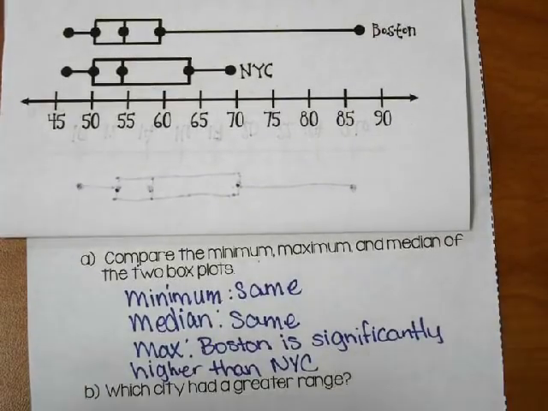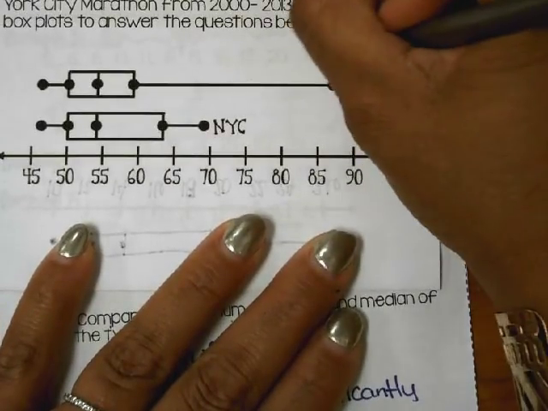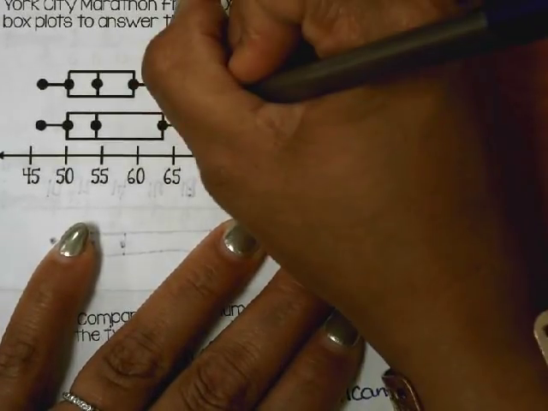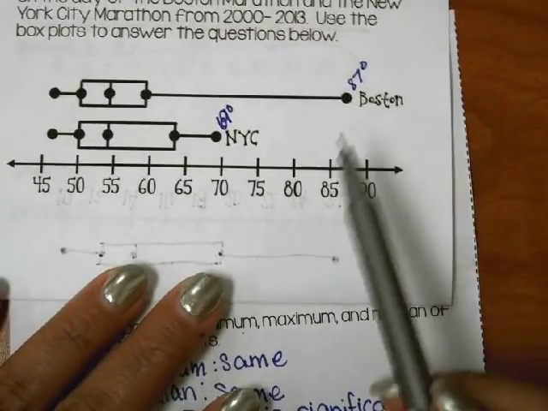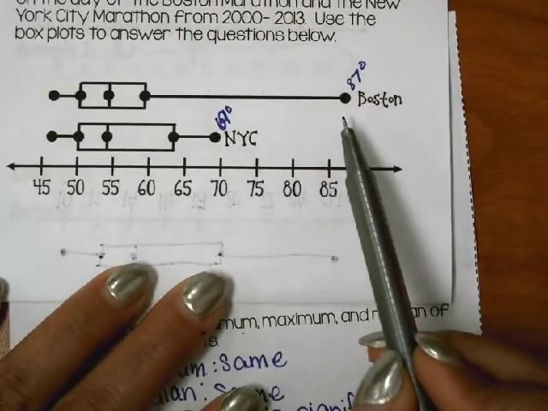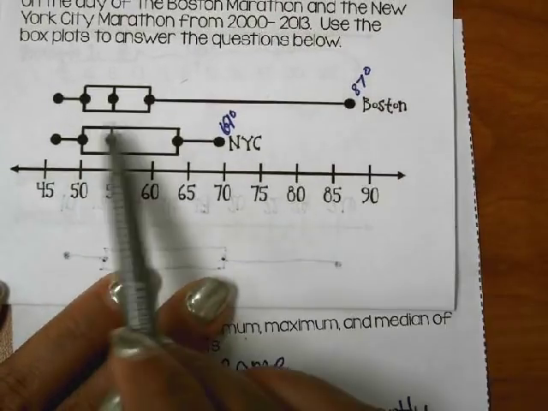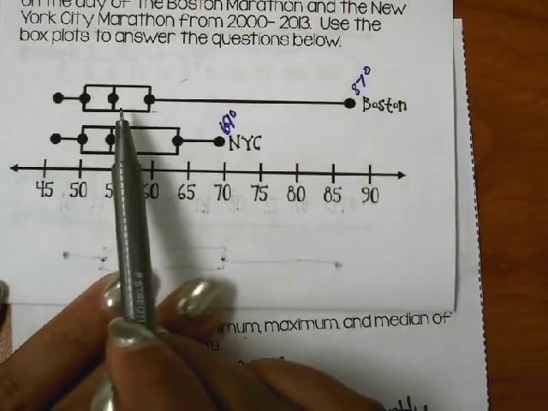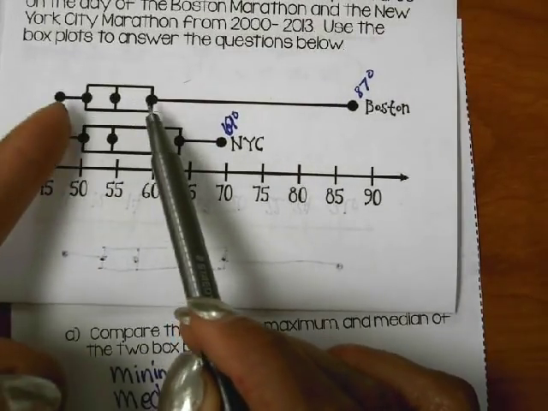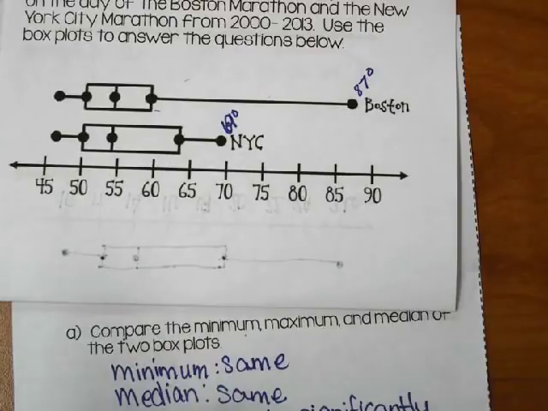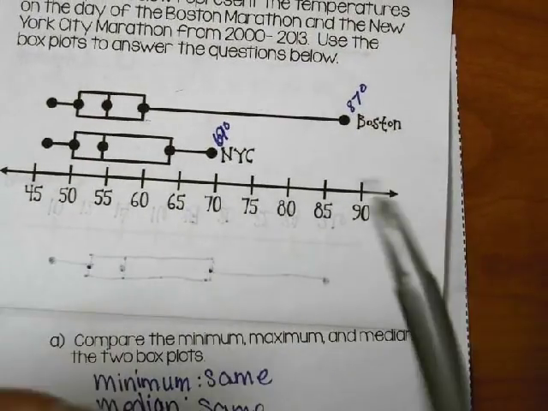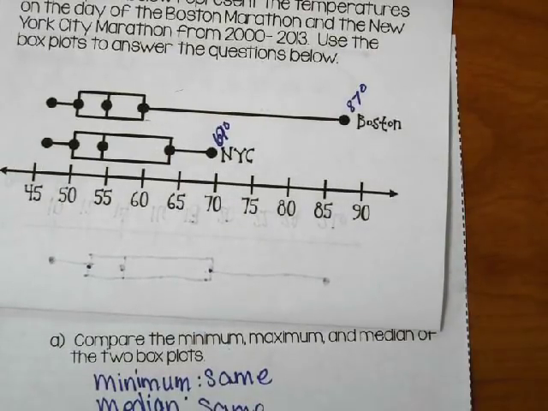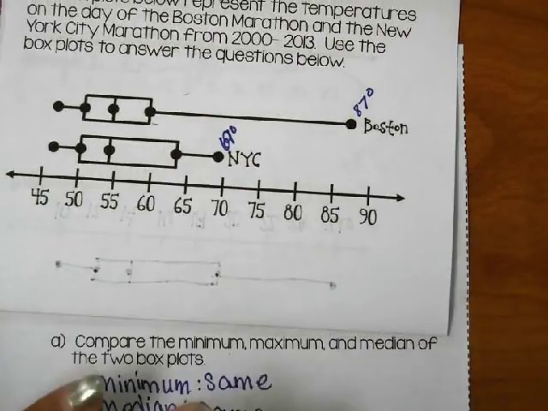I would say that Boston's temperature is around 87 degrees. New York City looks like it's around 69 degrees. I might also say that this Boston 87 degrees was probably an outlier. From 2000 to 2013, we can see Boston is typically a cold season because most of their data is in between 50 and 60 degrees. And then you have this 87 degrees. So that's an outlier. Versus New York City has 50 to about 63 or 64 degrees in their main temperature range.